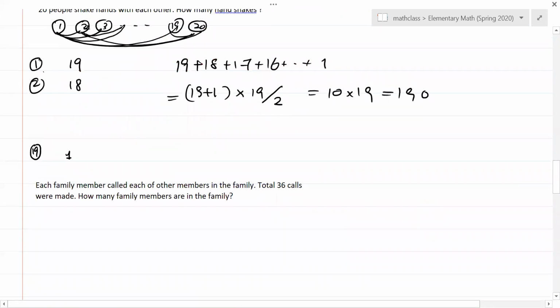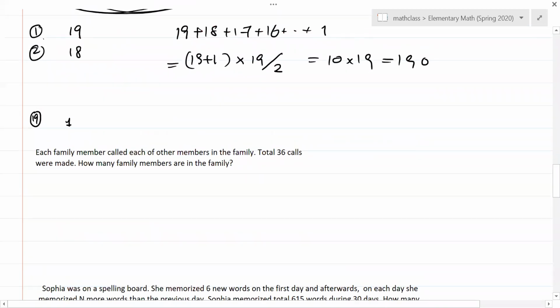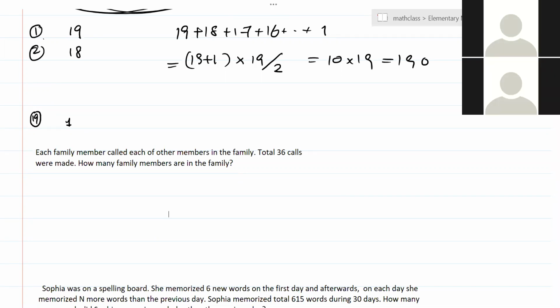So let's do the next problem. Similar problem. Each family member called each other member in the family. Total 36 calls were made. How many family members are in this family? So this is an inverse problem, okay? This is the inverse problem, yeah.